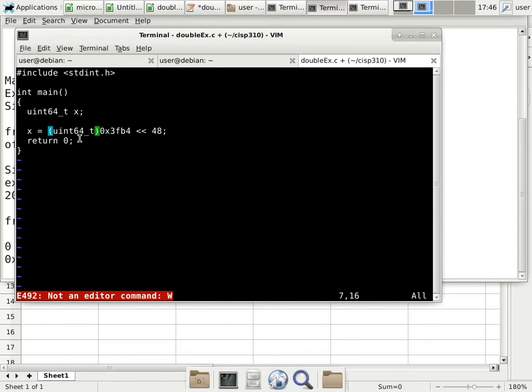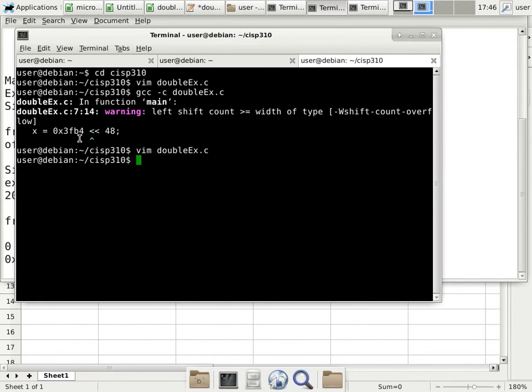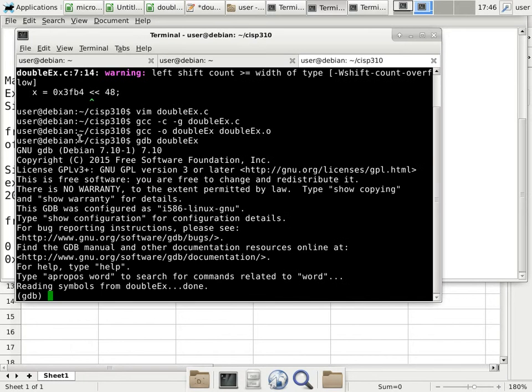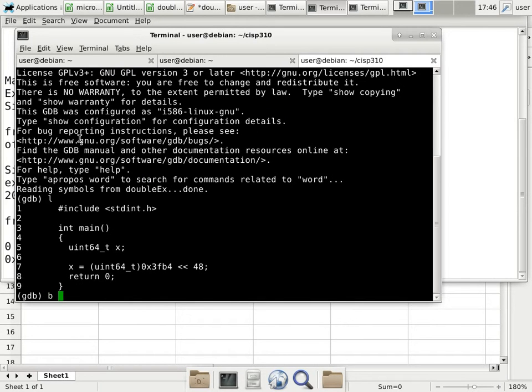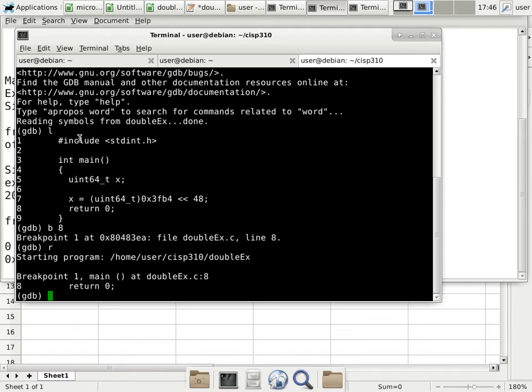All right, so we'll go ahead and save this program, and then we'll compile this time. It should not complain. I'm going to turn on -g just so that we can get into the debugger. So gcc -g -o ex.exe ex.c, then gdb ex.exe. Put a breakpoint on line 8. Run the program. Now we can say print x.